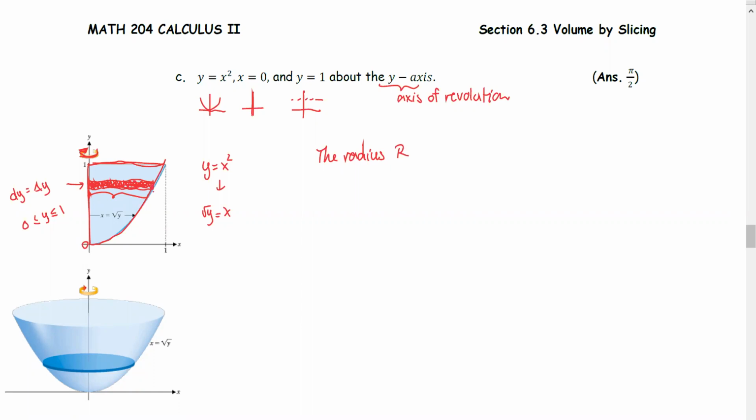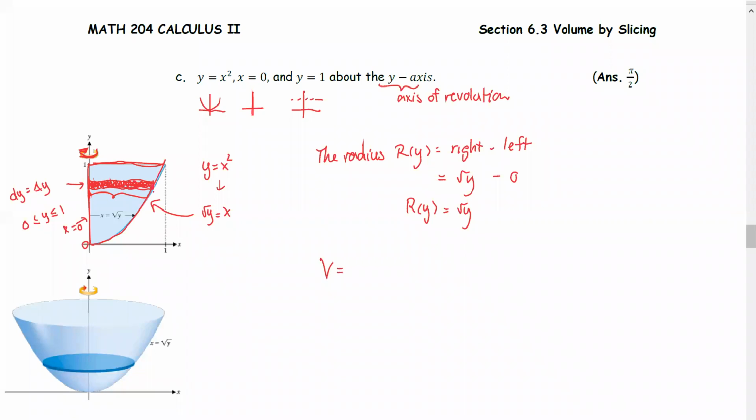The radius r in terms of y is the right function minus the left function. The right function is x equals square root y, and the left function is x equals 0. Therefore, the radius in terms of y is square root y.